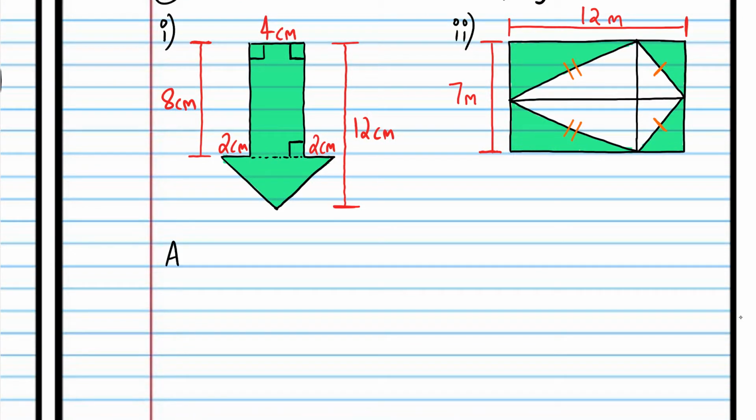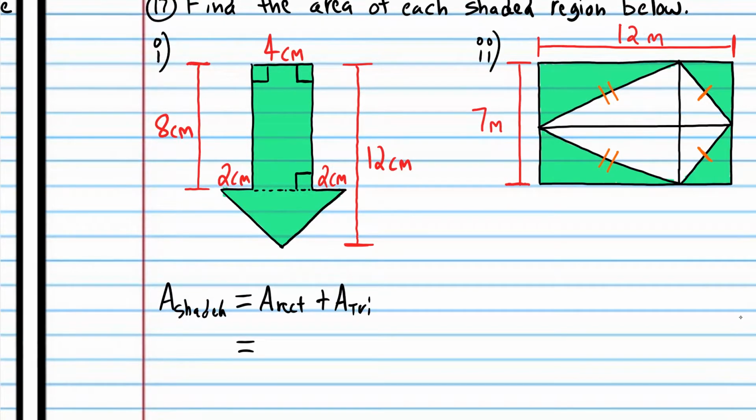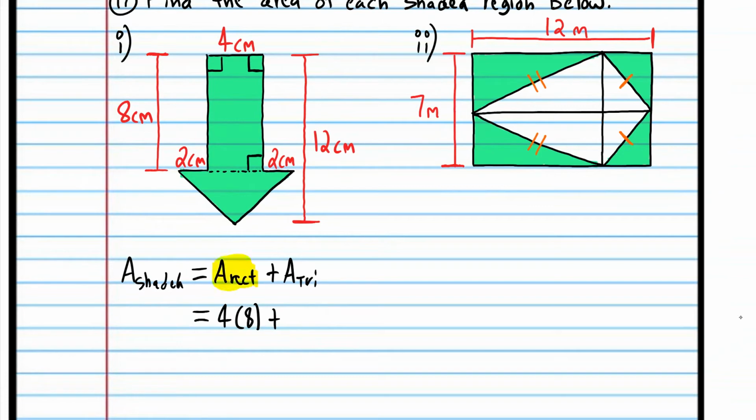We can first write that the area of the shaded region is equal to the area of the rectangle plus the area of the triangle. The area of the rectangle, that's going to be pretty easy. Area of a rectangle is length times width, and we see the length is 8. It tells us over here it's 8, and the width at the very top it says is 4. So that's going to be 4 times 8. And the area of the triangle is base times height divided by 2. Remember, the area of any triangle is always base times height divided by 2.